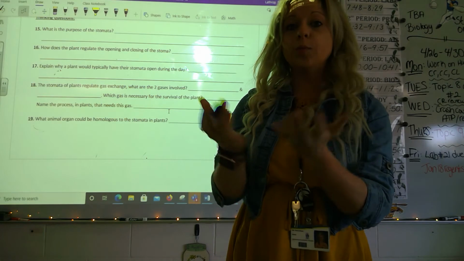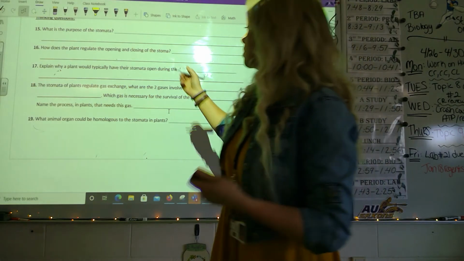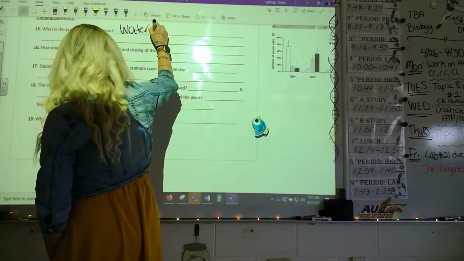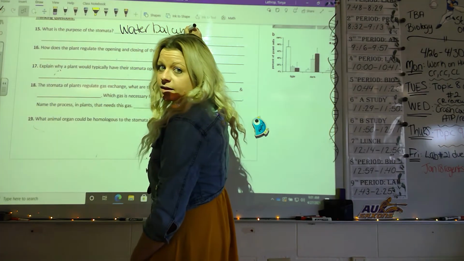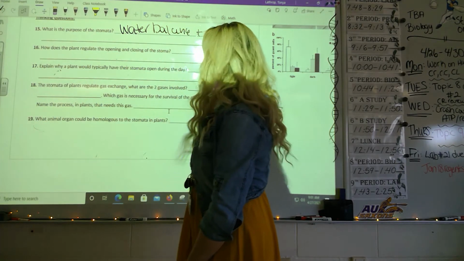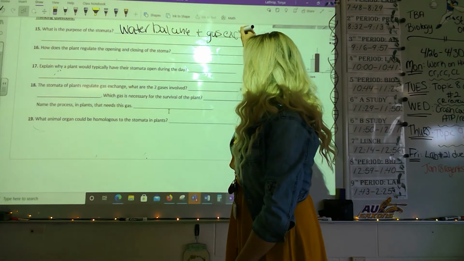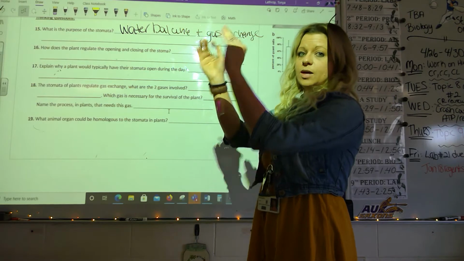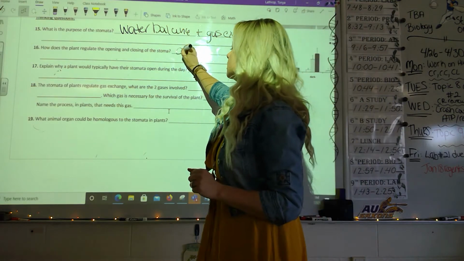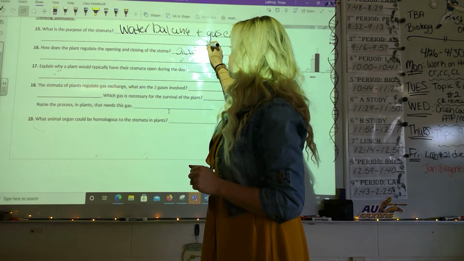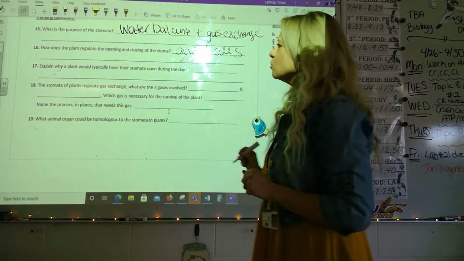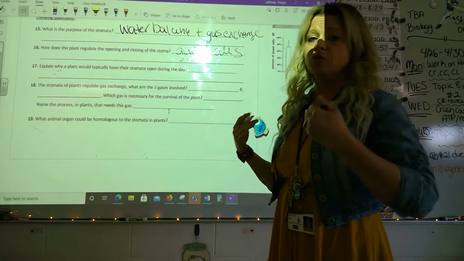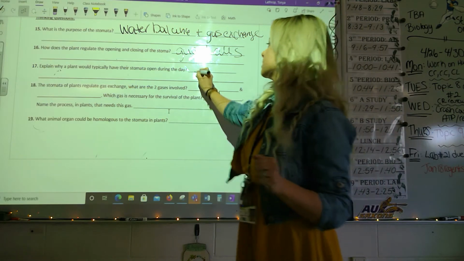So what is the purpose of the stomata? Again, it's to open and close, and we just need to know it's for water balance and gas exchange. How does the plant regulate the opening and closing? Again, this structure is the guard cells. Explain why a plant would typically have their stomata open during the day to do photosynthesis.